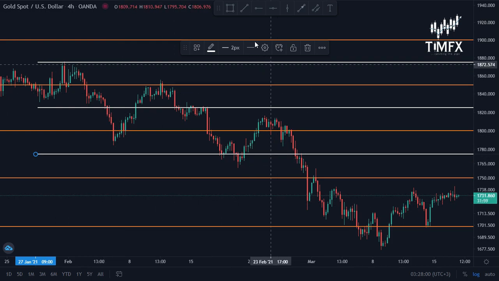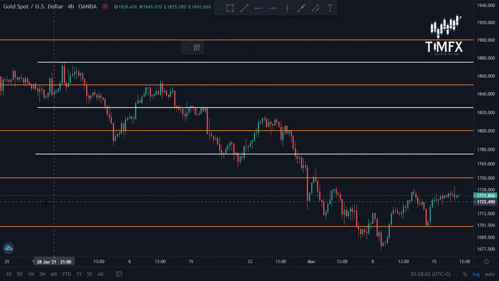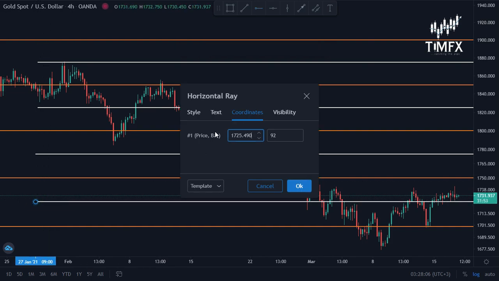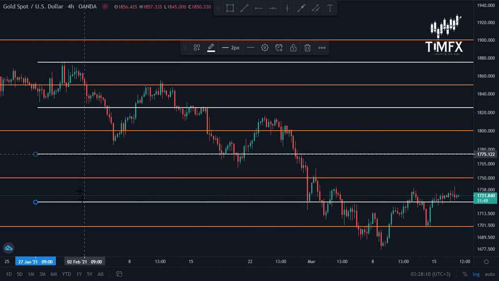Okay, let's go down to 1725. Now the gold or yellow lines are the ones we drew on our daily time frame. The white ones are the ones we are drawing on our 4 hour time frame. We are still going to go to the 1 hour time frame. We'll use another color for that.